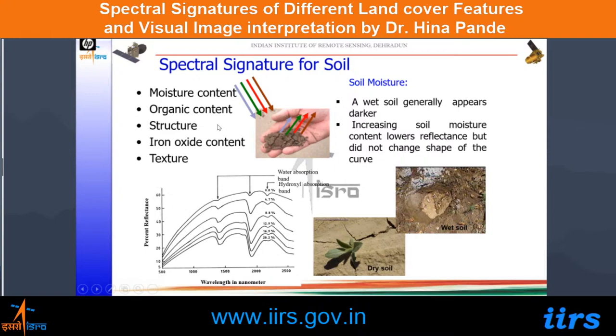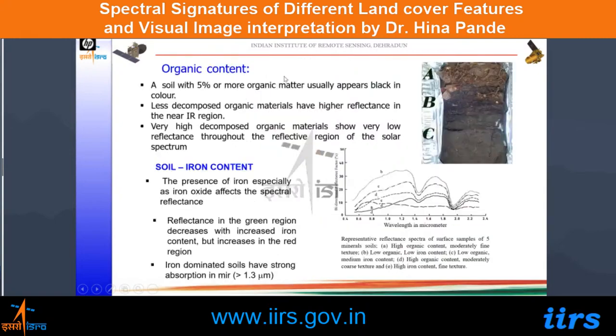Then organic content. So soil with more organic content usually appears darker in color. So less decomposed organic material will have higher reflectance, right? Iron content also affects the amount of reflectance.